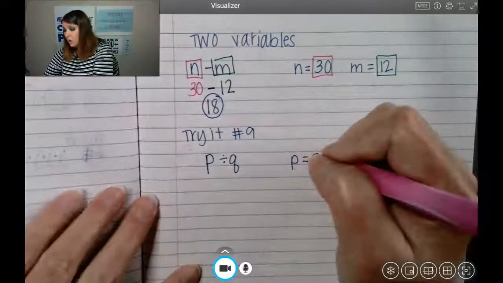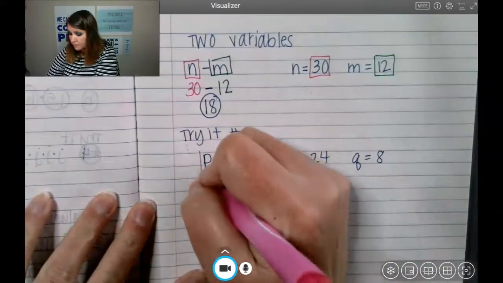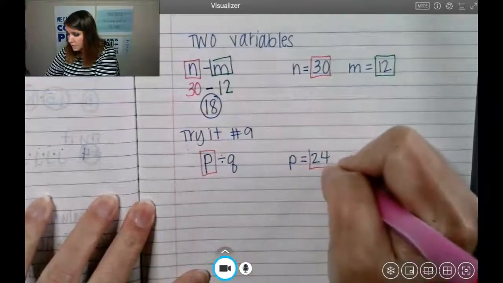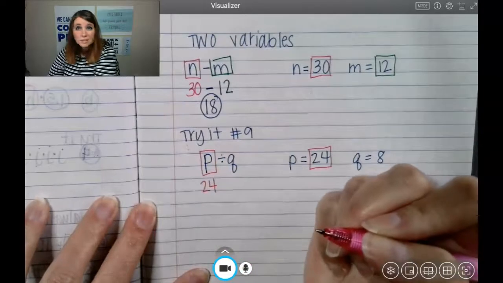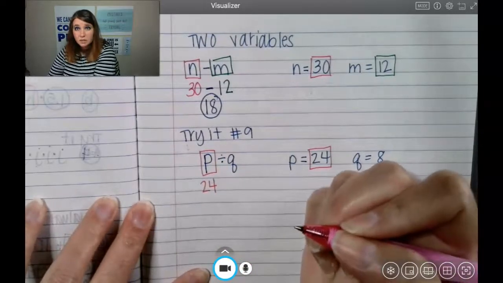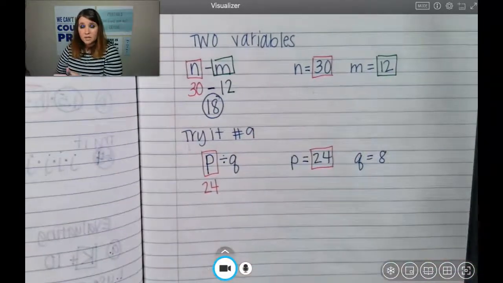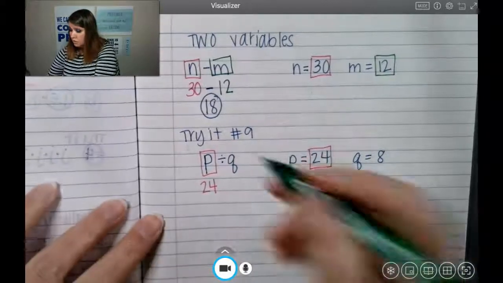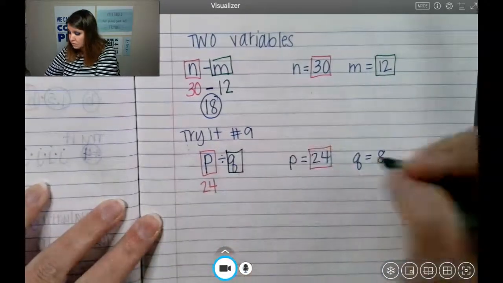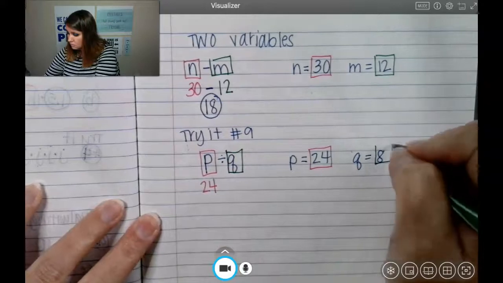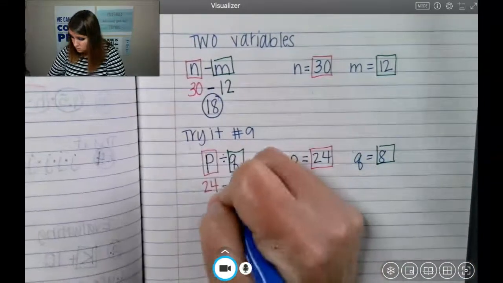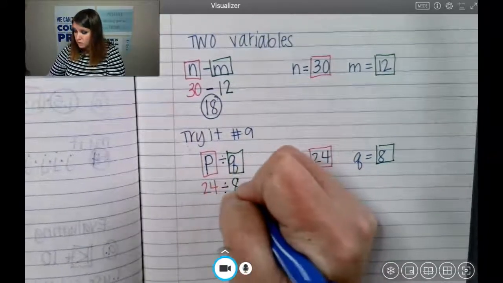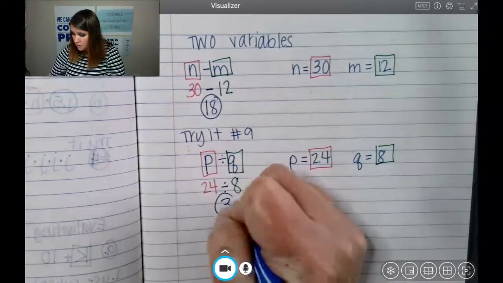All right, so I'm going to look for P. P says 24, so I'm going to put 24. Oh, please pause. Otherwise, you're going to know how to solve this and you wouldn't have done it because it's a try it. Q is 8. Drag it down. 24 divided by 8 is 3.